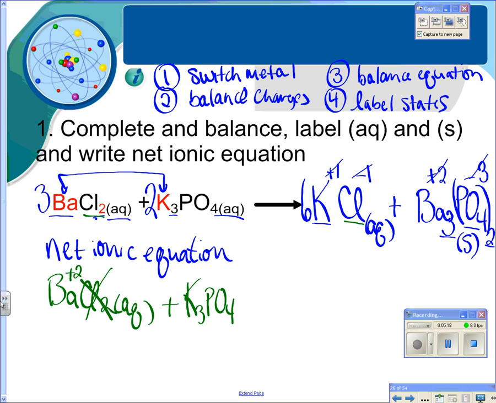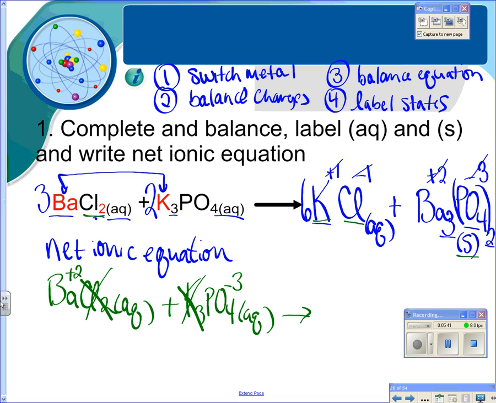And I'm going to do the same thing. It's an AQ. I'm going to go to the other side and say, okay, in the AQ, oh, there's a K. And we know that group 1s are always AQ. So if they're in an AQ on both sides, that element cancels. But PO4 is in the solid over here, so he has to stay. I give him his charge back.